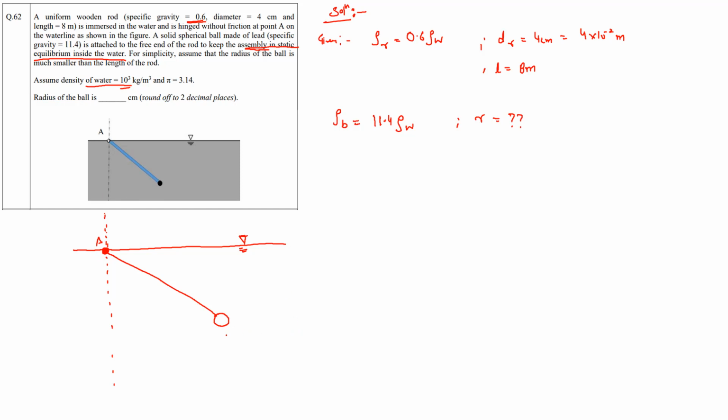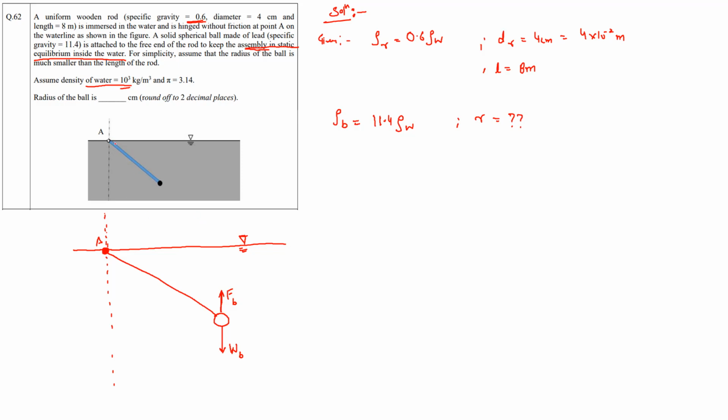So let's first see how many forces there are. For the spherical ball, you will have the weight of the ball. Let's call it W of ball, acting downwards, whereas since it is immersed in a fluid, you will have some buoyancy force which will act upwards. Let's call this FB, the buoyancy force on the ball.